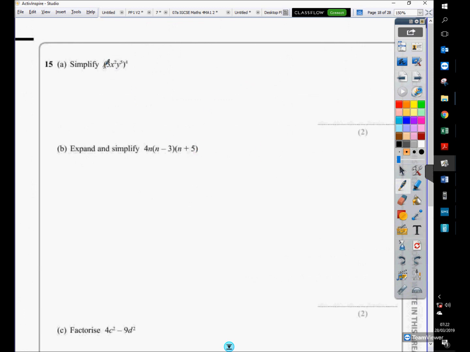Next, simplify. So 3, we type into the calculator 3 to the power of 4. 3 to the power of 4 is 81. When we have algebra to powers in a bracket like this, we multiply the powers. So 2 times 4 is 8. Y to the power 20.